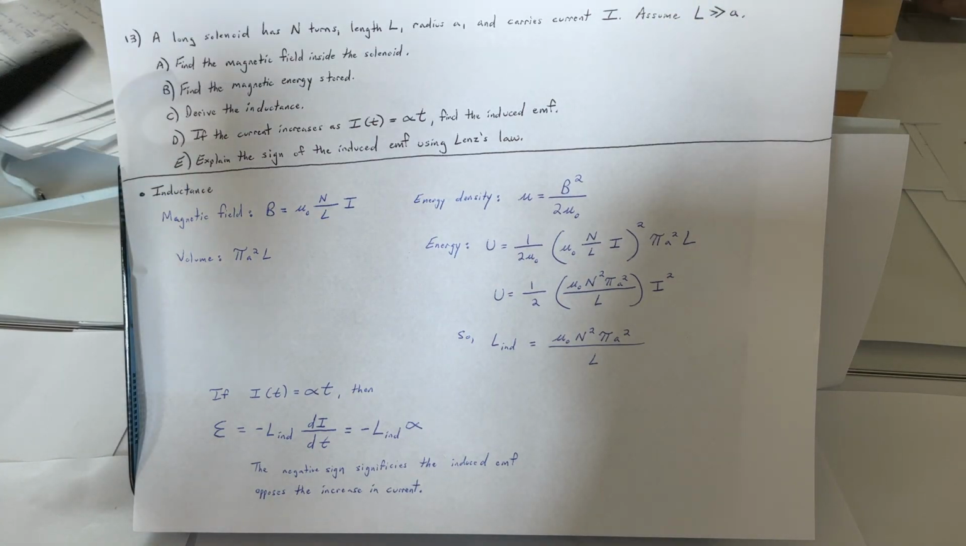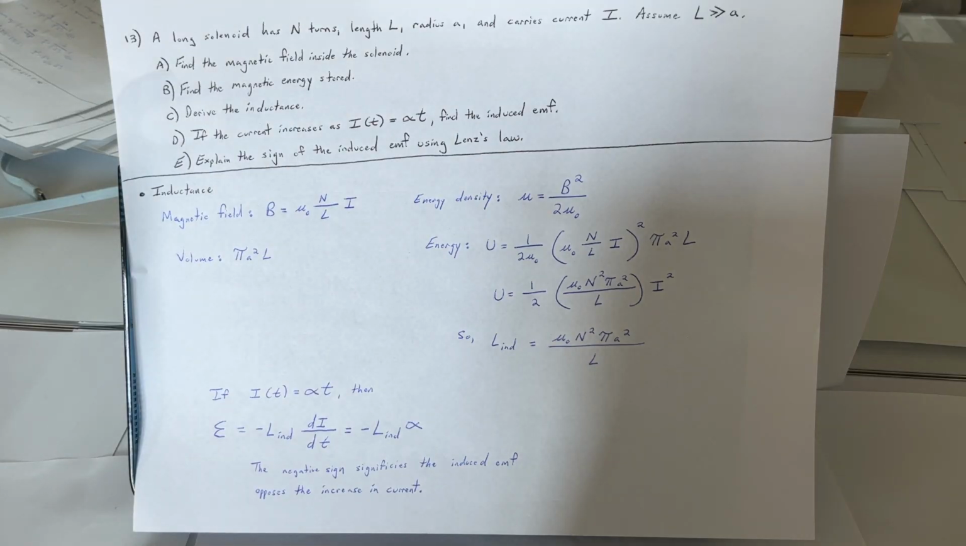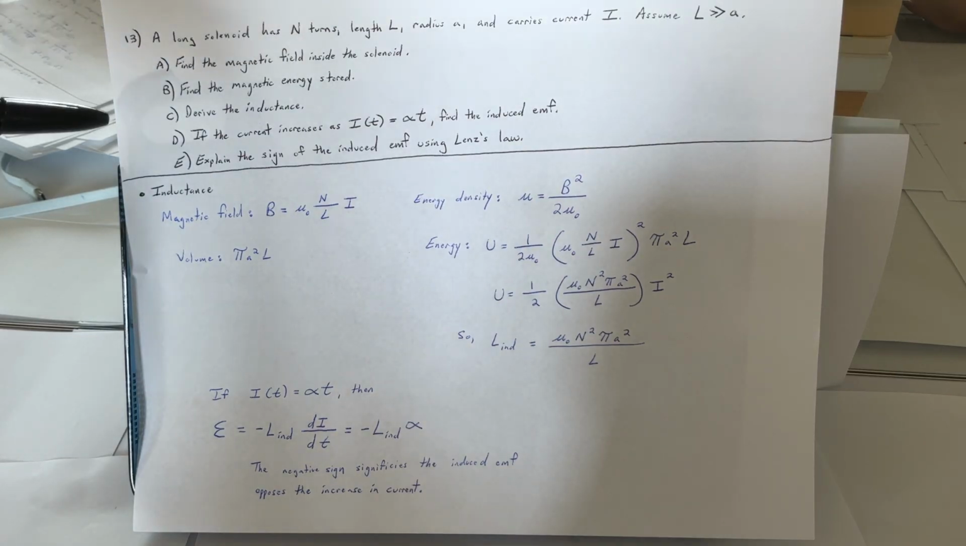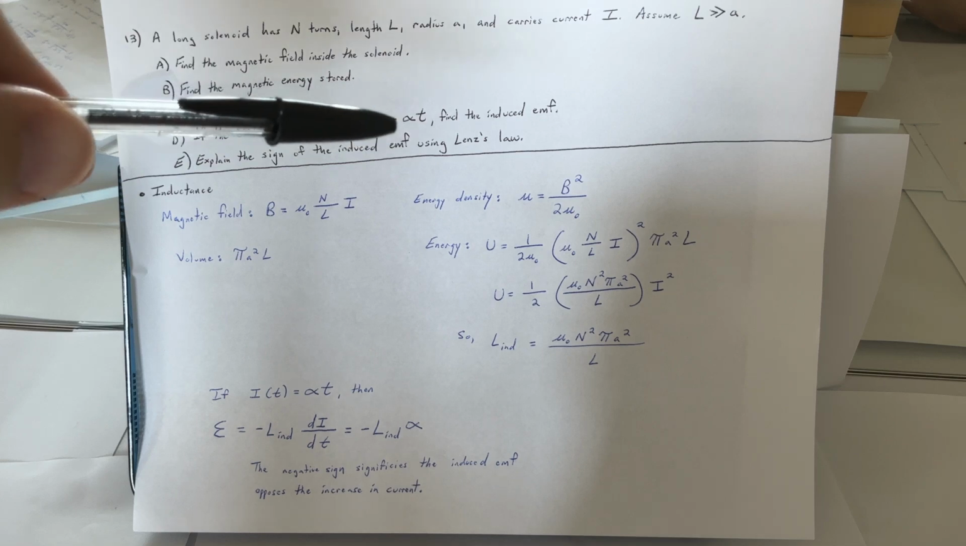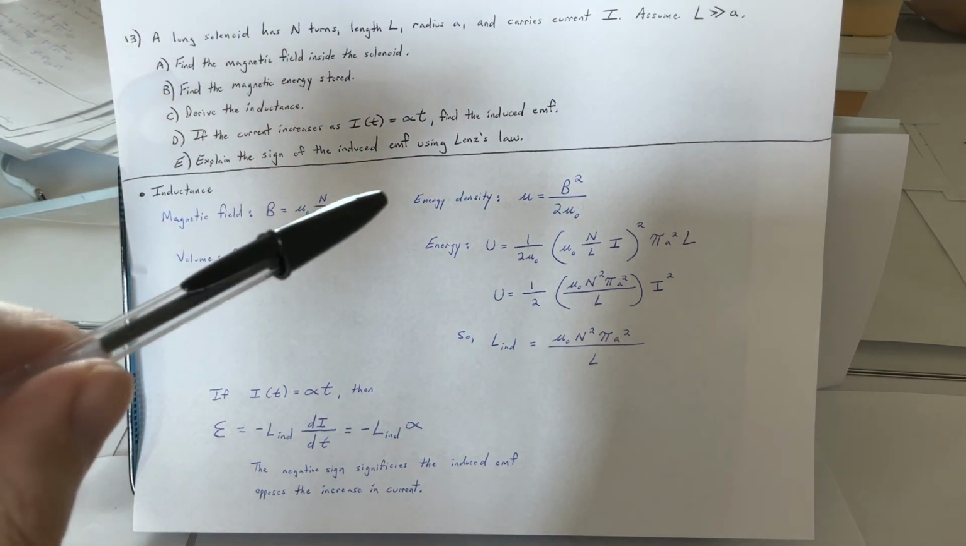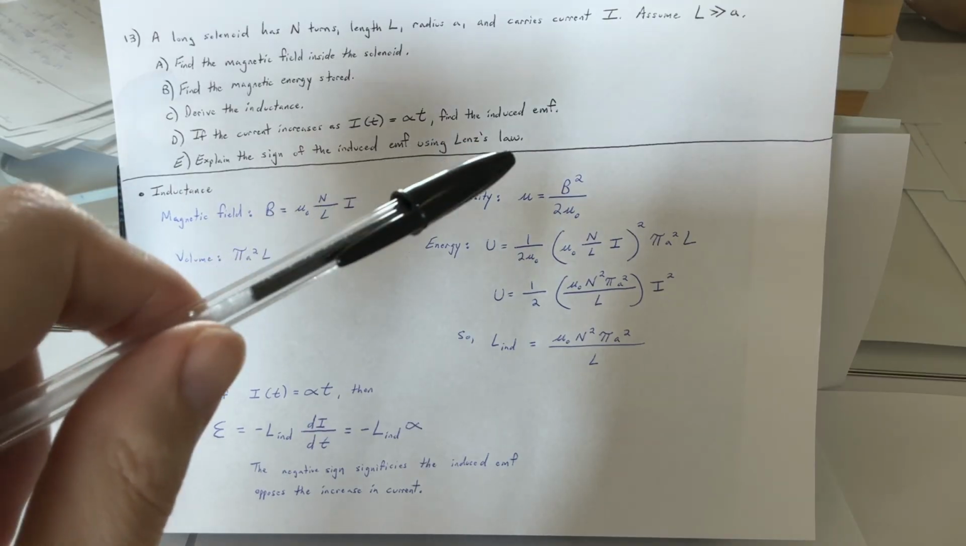A, B, C, D, E. What we could say here: find the magnetic field inside the solenoid, find the magnetic energy stored, derive the inductance. If the current increases as I of t equals alpha t, find the induced EMF, and explain the sign of the induced EMF using Lenz's law.